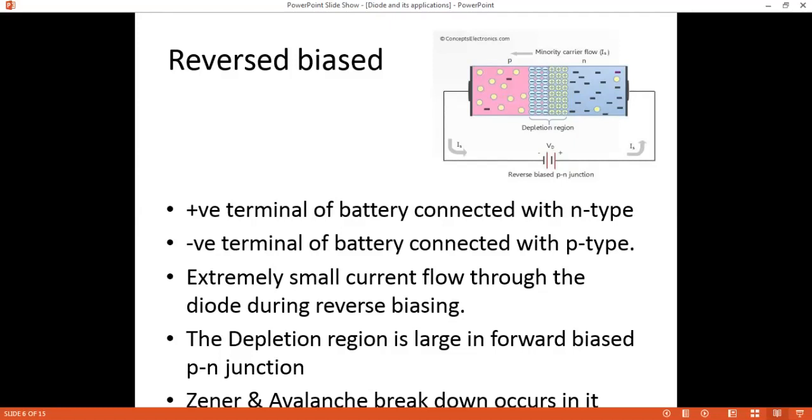Okay, that's called reverse bias. When we are applying high voltages, only some current is flowing. That current is called leakage current. Here the depletion region is very large in a reverse bias PN junction. Zener or avalanche breakdown occurs in it.